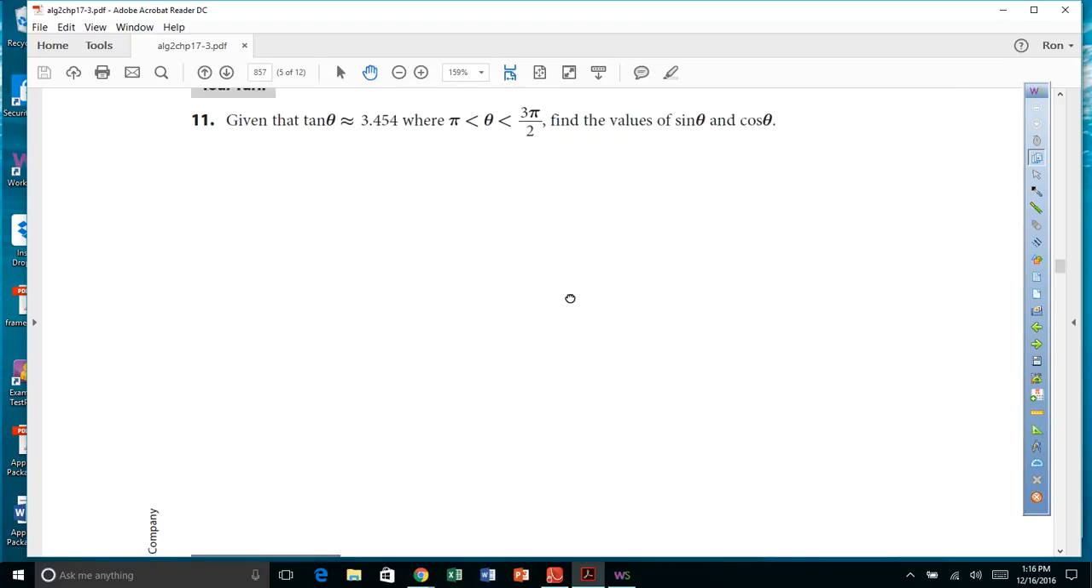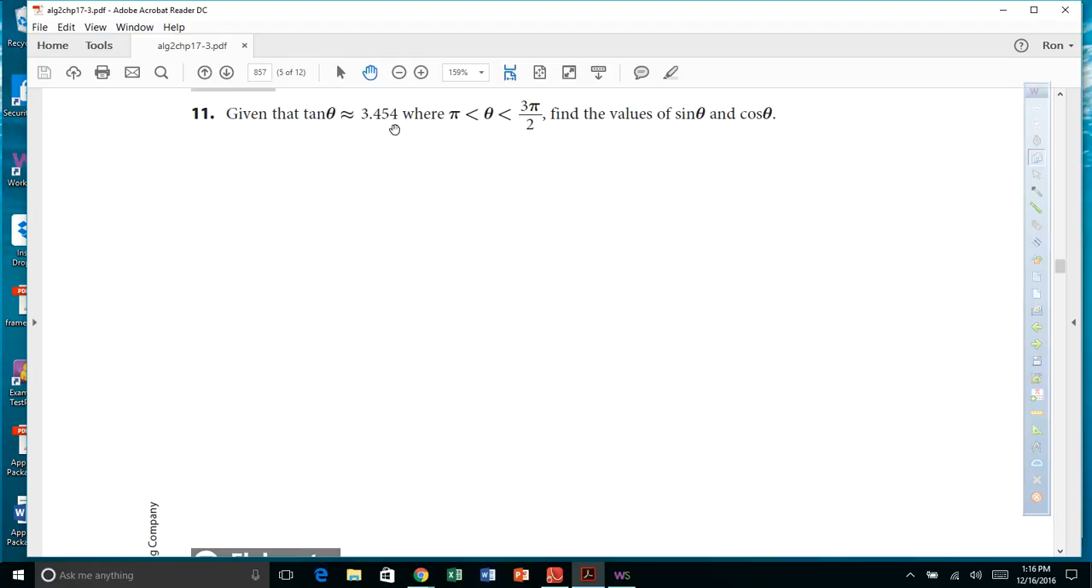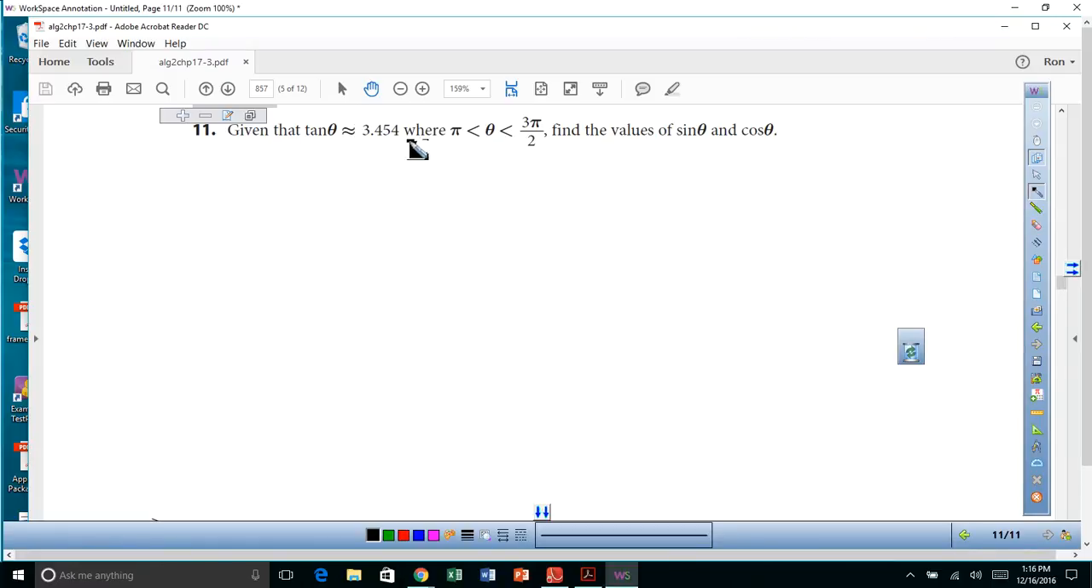Number 11. Given that tangent theta is approximately 3.454, where theta is between pi and 3 pi over 2, so that's going to be quadrant 3. Okay, it's quadrant 3. Then find the values of sine theta and cosine theta. We know that they're both going to be negative, because we're in quadrant 3, so that's going to be a negative and that's going to be a negative, right? All right. So let's see here. We've got tangent theta is 3.454. And so tangent theta equals sine theta over cosine theta. I'm going to multiply both sides by cosine theta, and I'll get sine theta equals cosine theta tangent theta.